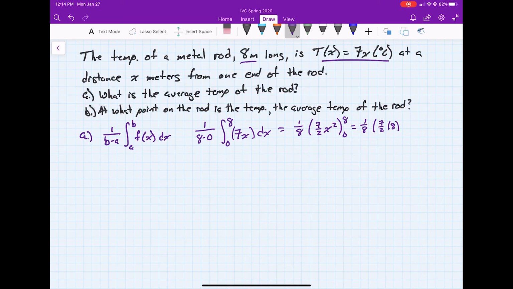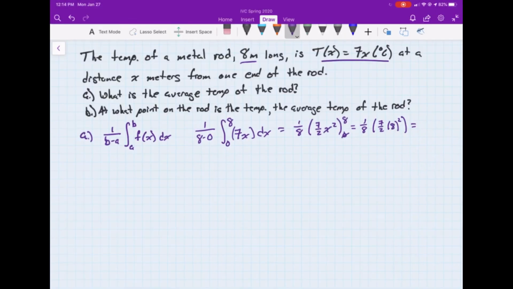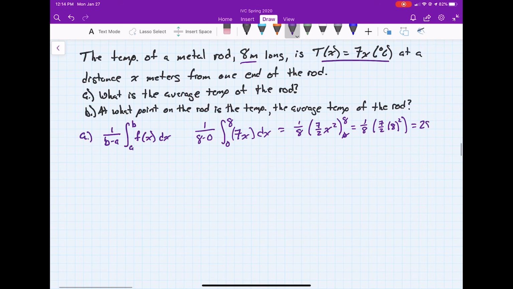And I'm just going to do that in a calculator really quick because it's quicker. And this all works out to 28. Sorry about that. This all works out to be 28. Yep, 28 degrees Celsius. So that's the answer for A.